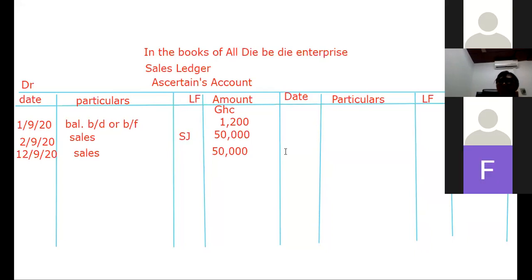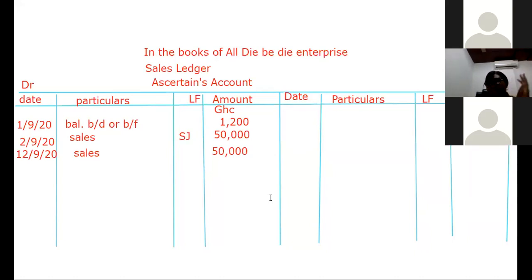Madam, Ascertain returned goods. She returned goods on the 8th September. Good, Ascertain returned goods. So if we sell to Ascertain, we are not doing double entry. Do you know that we are not doing double entry? We are still missing it, madam. So if we sold to Ascertain, what should be the double entry? The 50,000, what should it go to?